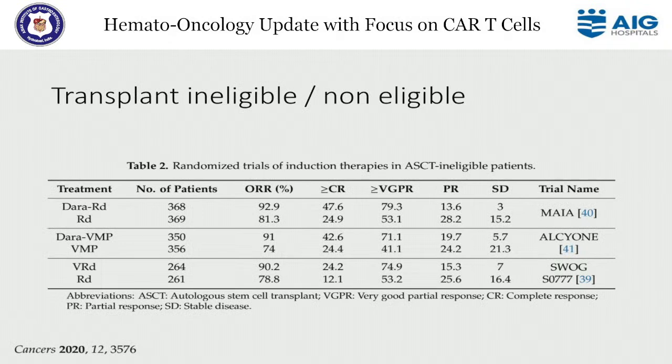This particular table shows various induction regimens in transplant non-eligible patients and their outcomes. Commonly used in our practice is VRD again, and or pomalidomide or carfilzomib, pomalidomide and dexamethasone. VRD has an overall response rate of almost 90%, and amongst those almost 74% of people have achieved complete remission.